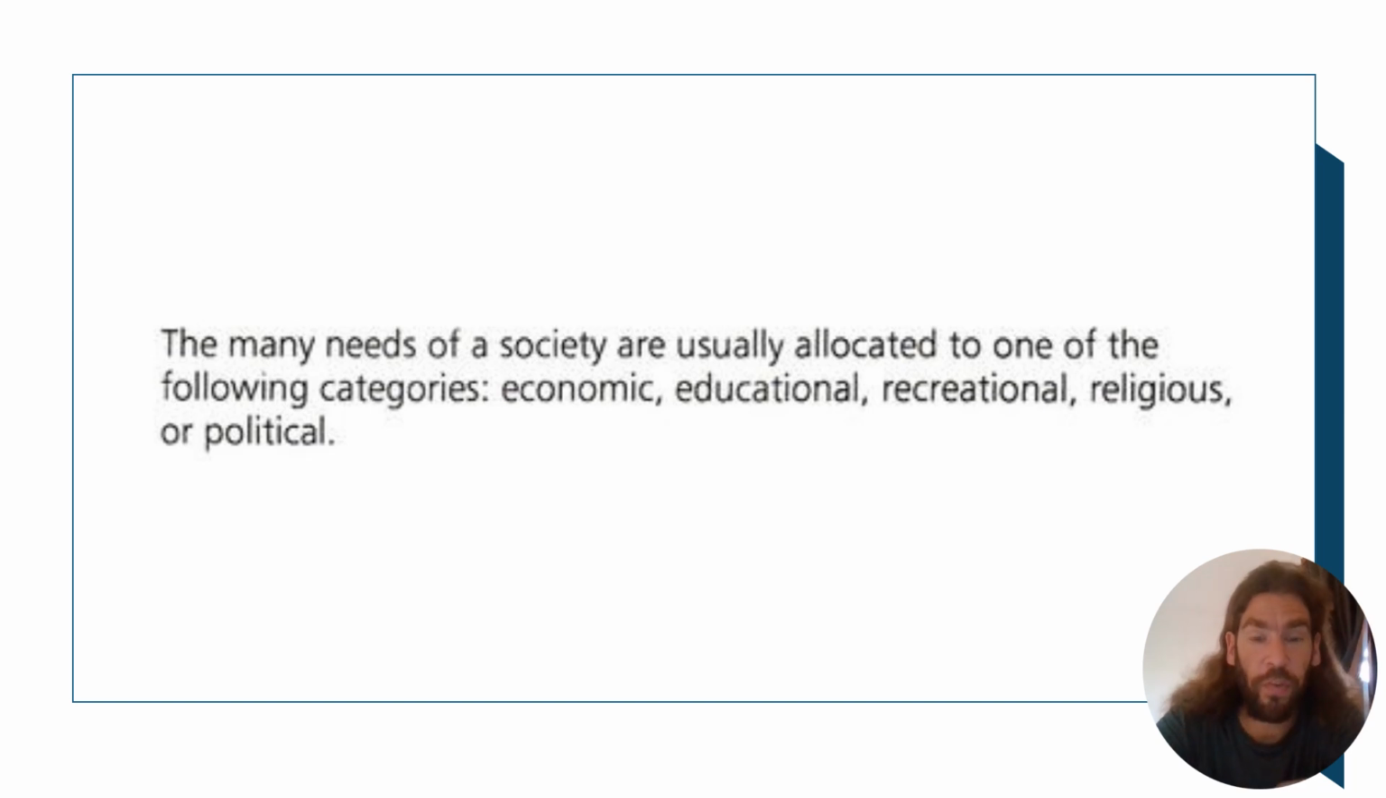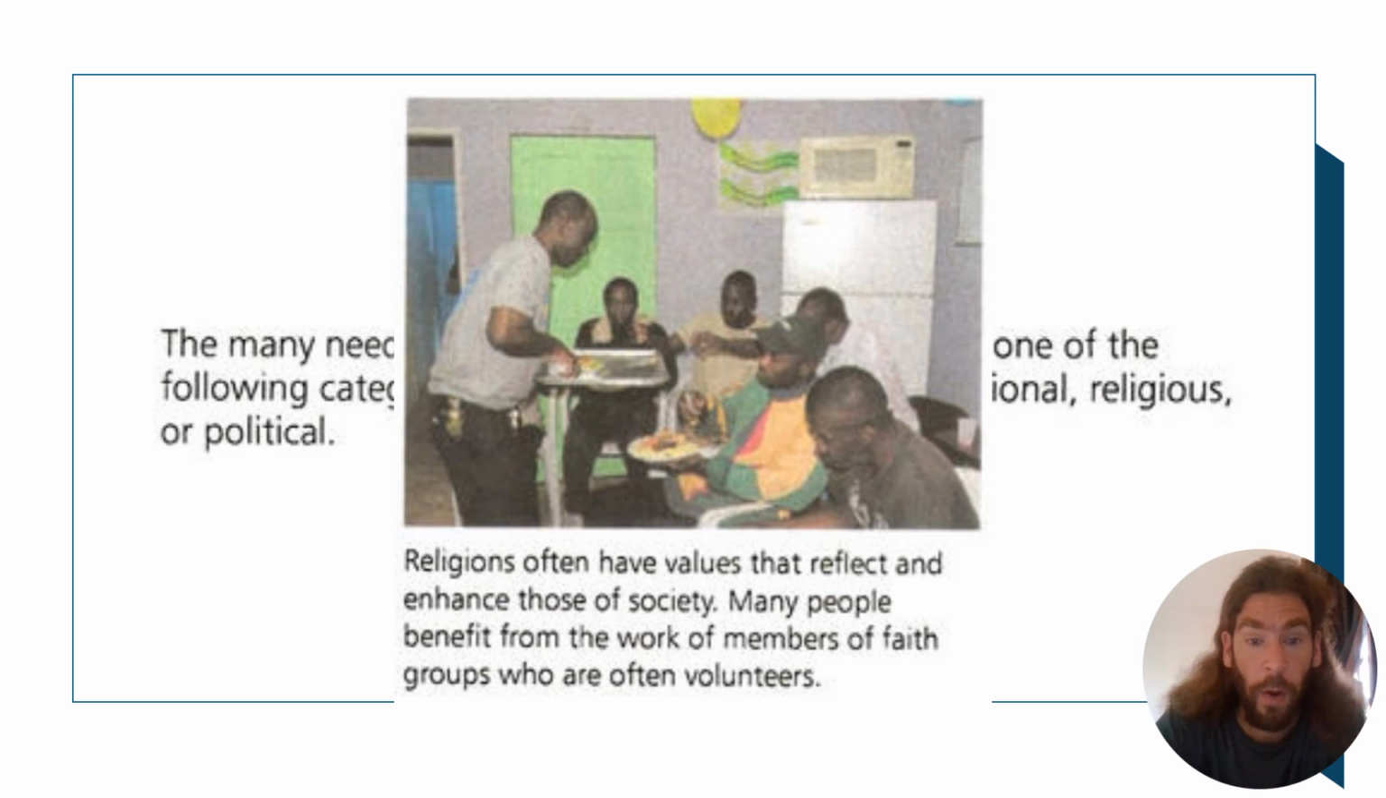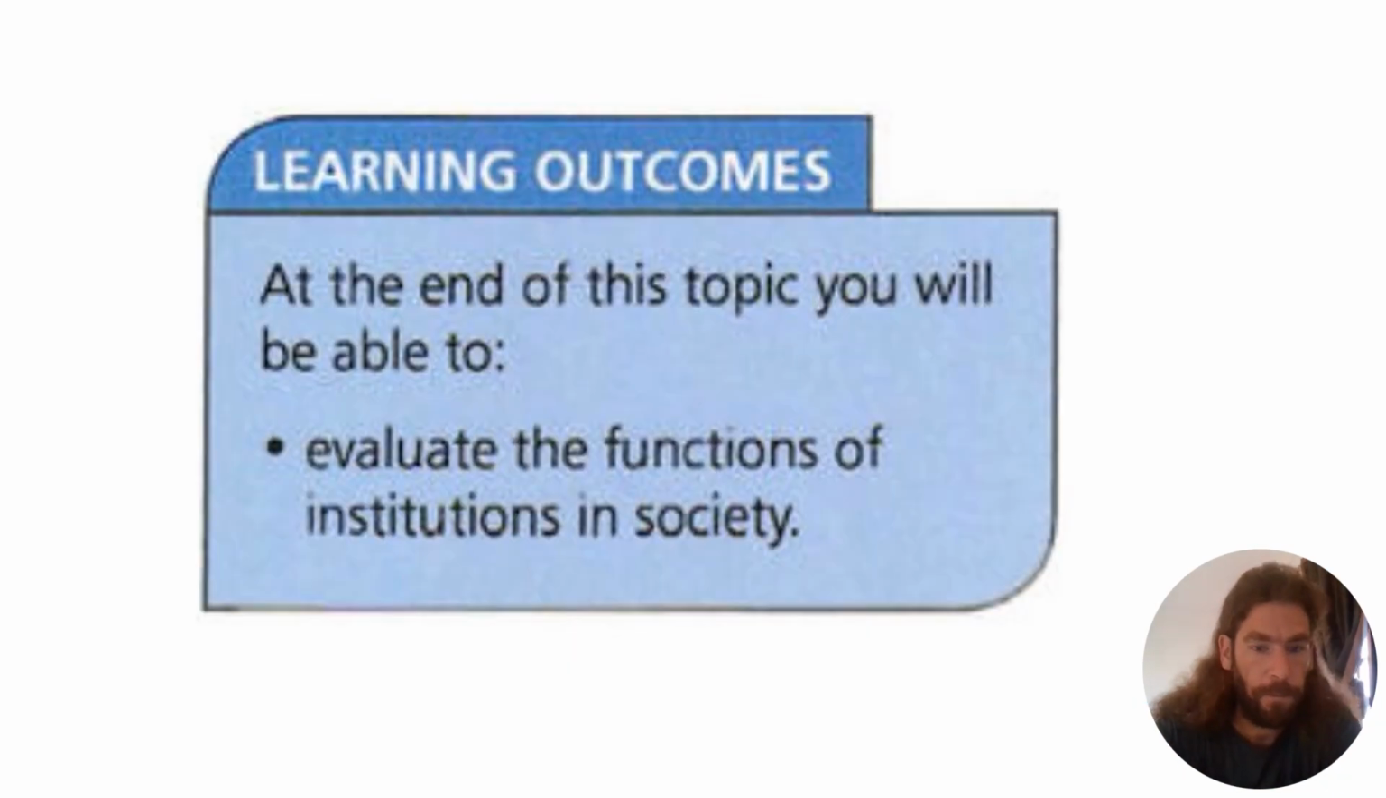The many needs of a society are usually allocated to one of the following categories: economic, educational, recreational, religious, or political. And here you can see a few examples. One example, religions often do things for poor people or people who are handicapped, or people who have it less than most people in the society. So most people benefit from the works of members of faith groups who are often volunteers helping other people.